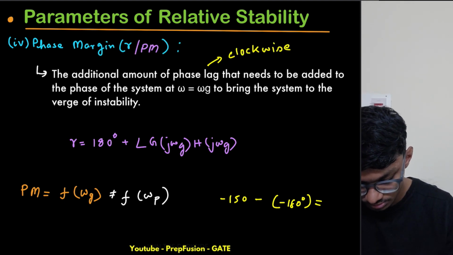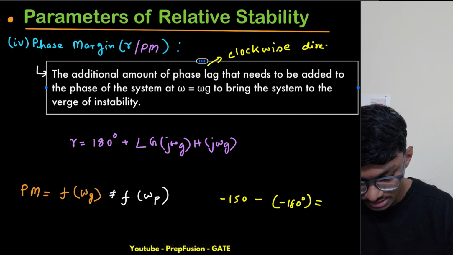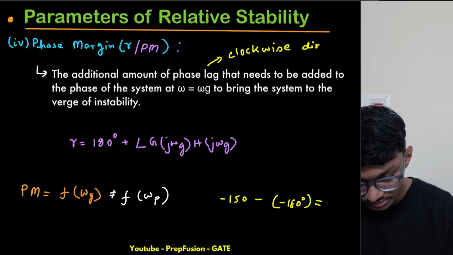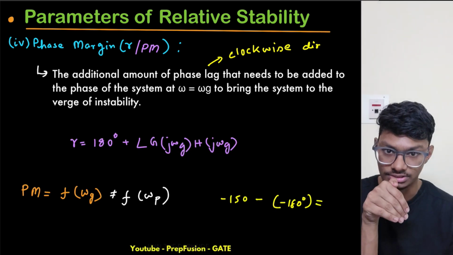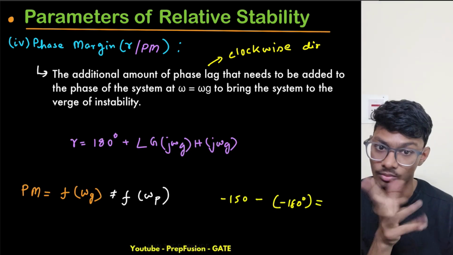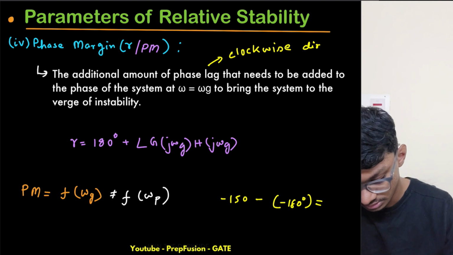Sorry, phase lag means clockwise direction, so that's why it is positive and it is fine. So I'm adding 30 in the clockwise direction, that means I'm adding minus 30. Okay, just be careful about that.